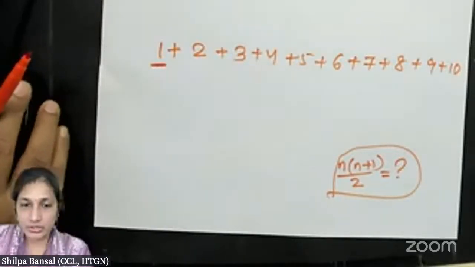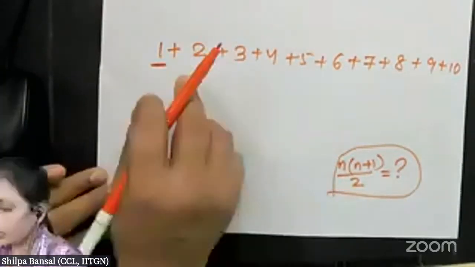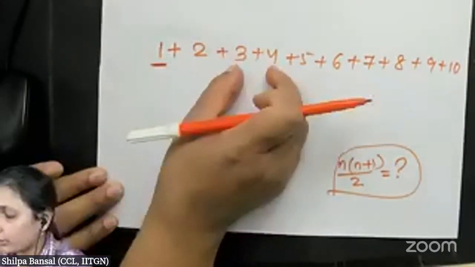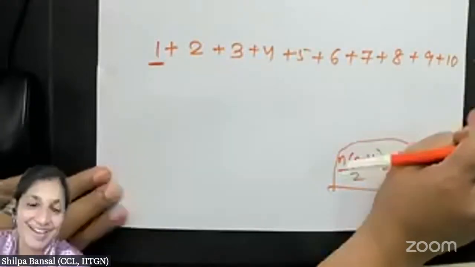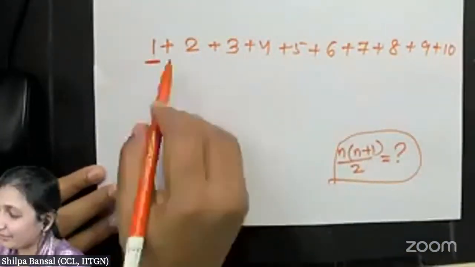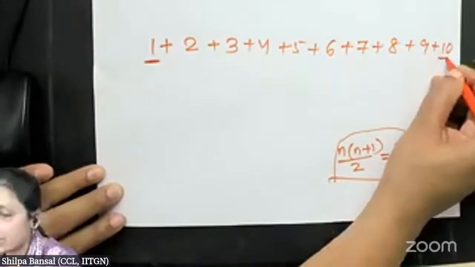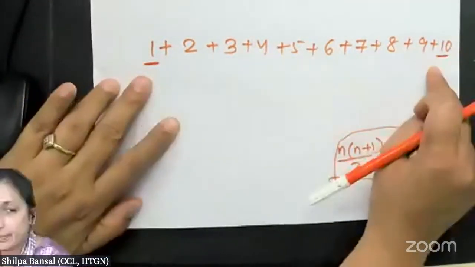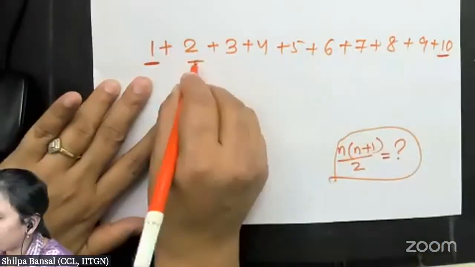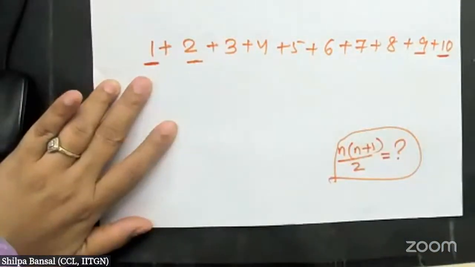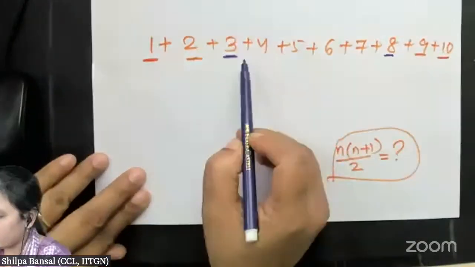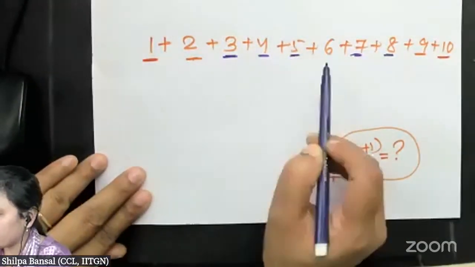So now if you're doing this like this, 1 plus 2 is 3, 3 plus 3 is 6, 6 plus 4 is 10, if I give you till 100, how will you do it? But if you observe a pattern here, I don't know if some of you might have seen it. 1 plus 10 is 11, 2 plus 9 is also 11. 3 plus 8 is also 11, 4 plus 7 also 11, and 5 plus 6 also 11.